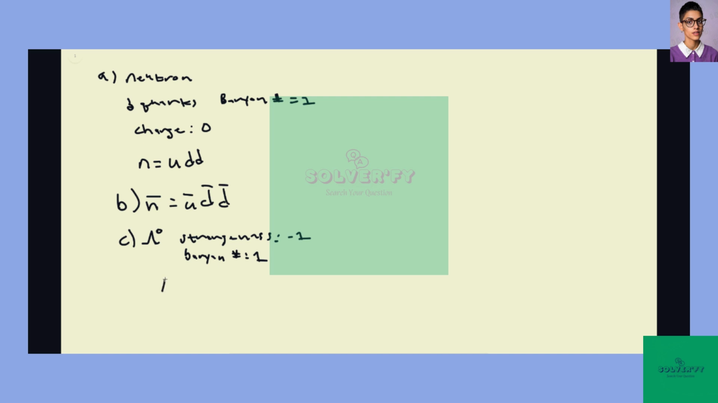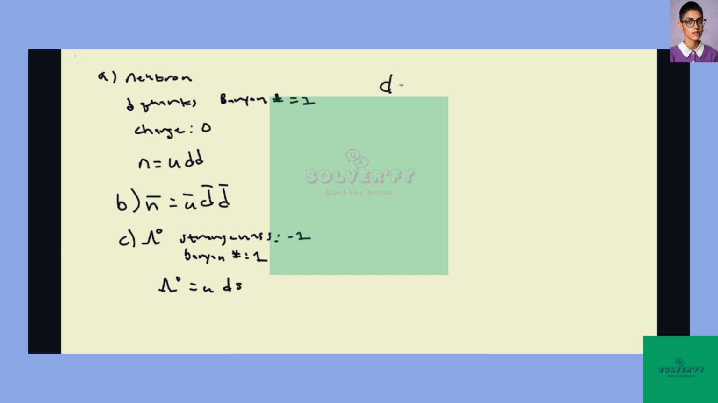So in order to make that combination, you have to use an up, down, and a strange. Because a strange quark has a strangeness of minus 1, has a baryon number of 1/3, and the charges here, you have an up, which is plus 2/3, down minus 1/3, and strange, which is minus 1/3. So this is the only way to create the lambda neutral particle.